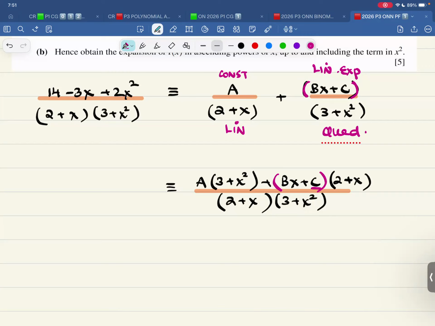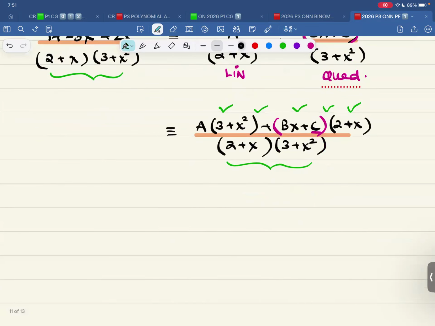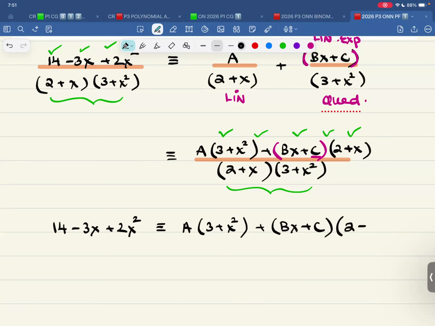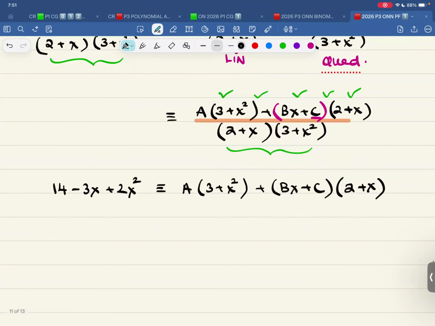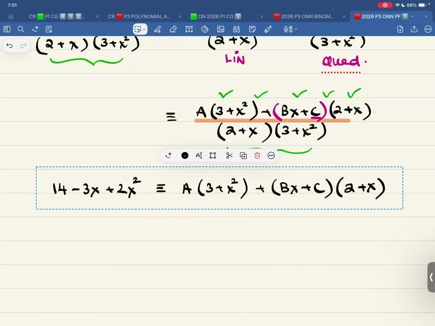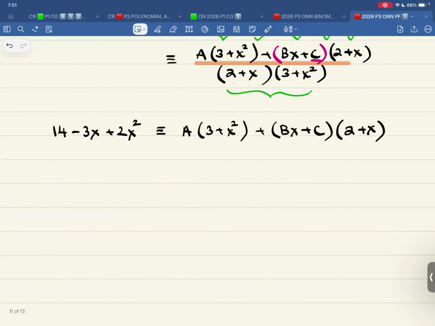Use them excessively. Now, again, the two fractions are identical. The denominators are the same. Therefore, the numerators should also be equal. Let me write it out. So 14 minus 3x plus 2x squared is identical to A times 3 plus x squared, plus bx plus c in brackets multiplying with 2 plus x. All good, all clear? So now let me just copy this thing and let me paste it on the next page.